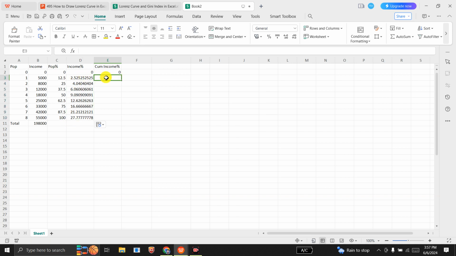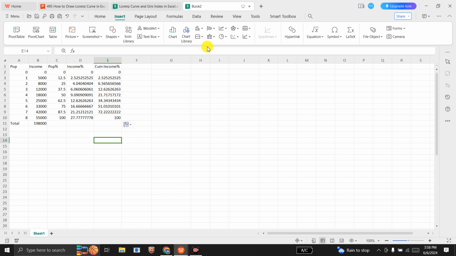Now I would like to calculate the cumulative percentage income earned. So to do that, I'll give a formula, and I'll add this with this, and enter. This gave me the same thing, because 0 plus this is the same, and if I drag it down, it will give me cumulative income in percentage form.